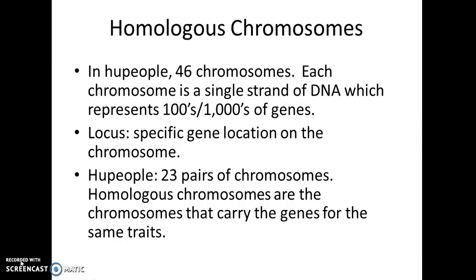Now, homologous chromosomes are a tough concept to understand, so let's go through this and make sure you understand that they are chromosomes that carry the genes for the same traits. They don't have to be the same genes, but they are genes for the same trait. You get one of those chromosomes from mom and another from dad. So you get two chromosome number ones, one from mom, one from dad. On that chromosome number one, you will have the same traits, and those will be the genes that code for the proteins that give you those traits. But they don't have to be the same gene.